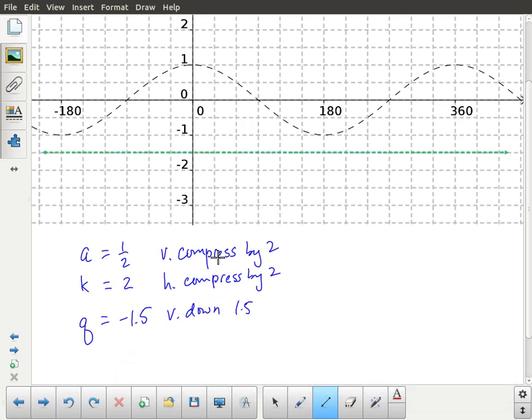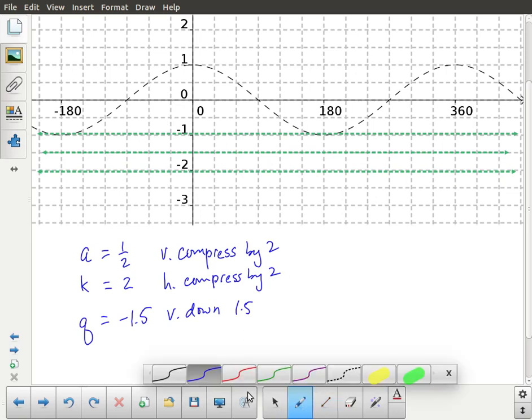How big is the envelope? It used to be an amplitude of 1, but now the amplitude is only 1/2. So my envelope is going to look like this. So it's now vertically compressed. No shift, no change in the phase shift.